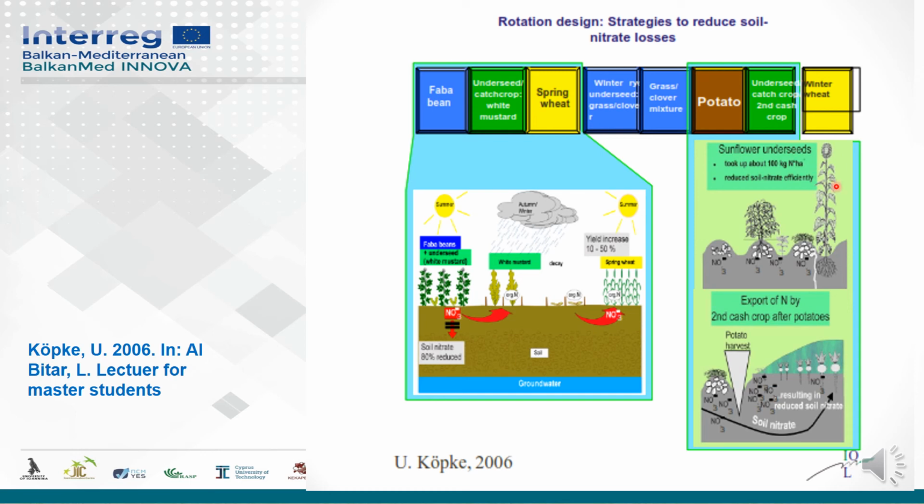Explaining how another catch crop, in this case sunflower, is again reducing the losses of nitrogen. So between the rows of potato, we plant the sunflower, and in this case, the sunflower will help to reduce the losses of nitrogen, and then after that we'll plant the winter wheat, which is a plant which needs again a lot of nitrogen. In this case, through catch crops, we had the possibility to reduce the soil nitrate losses.